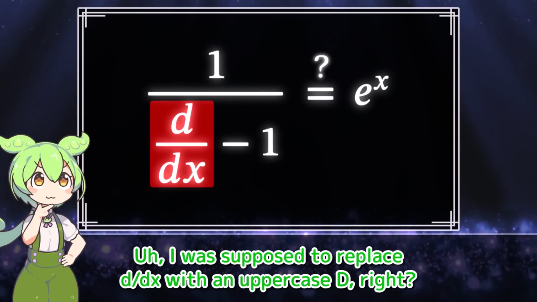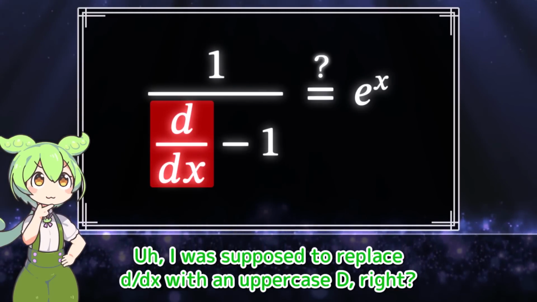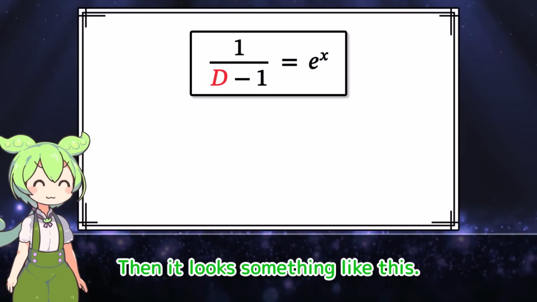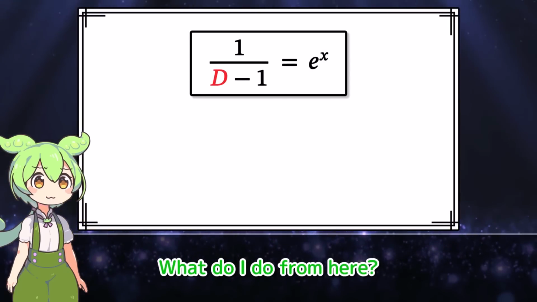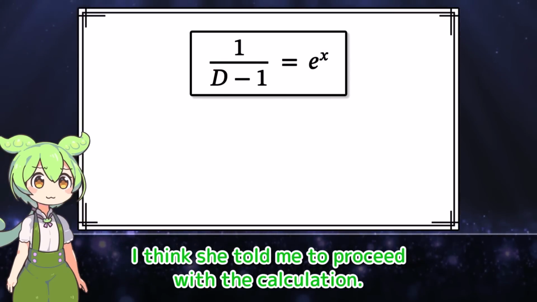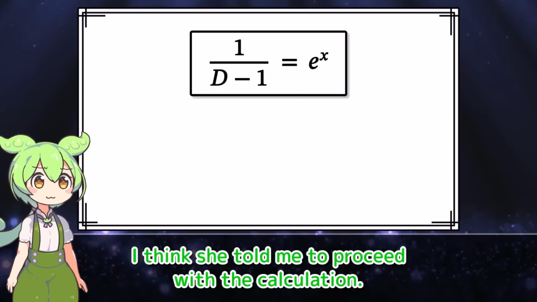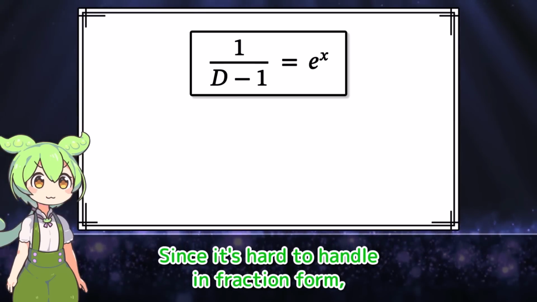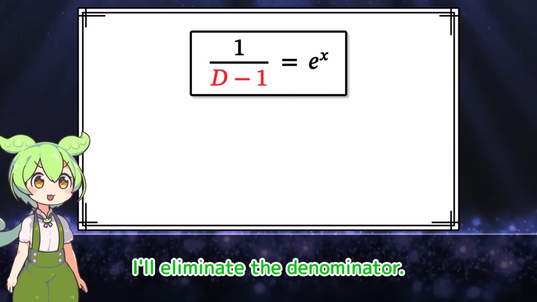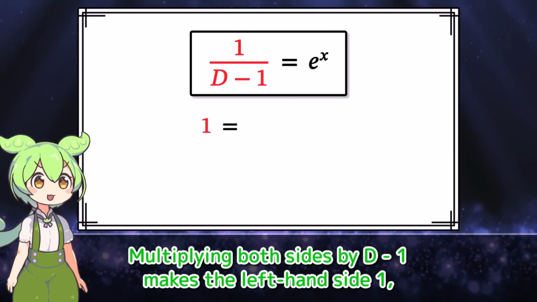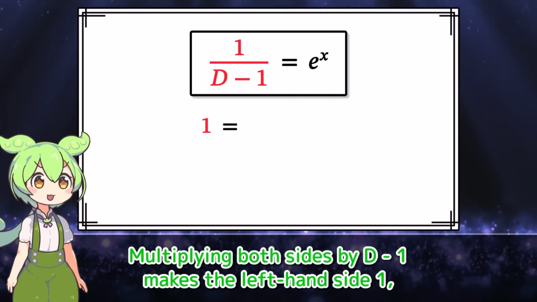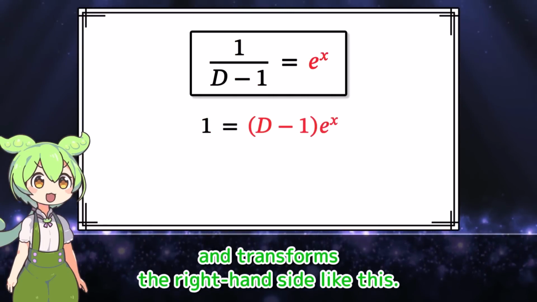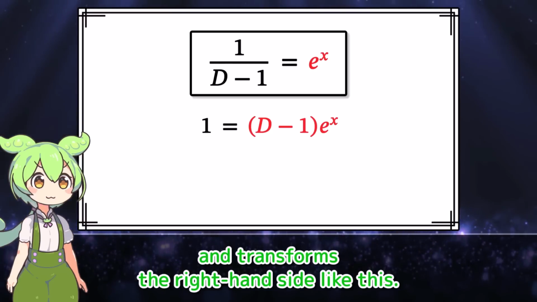I was supposed to replace d/dx with an uppercase D, right? Then it looks something like this. What do I do from here? I think she told me to proceed with the calculation. I'm not sure, but for now, since it's hard to handle in fraction form, I'll eliminate the denominator. Multiplying both sides by D minus 1 makes the left-hand side 1, and transforms the right-hand side like this.